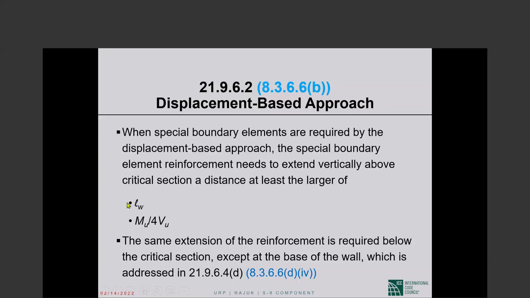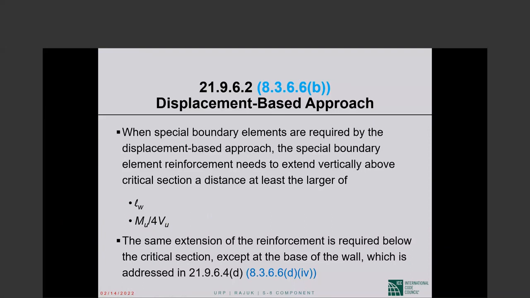So the special confinement must continue for a height of the shear wall equal to the length of the shear wall. If it is a 20-foot long shear wall, the special confinement must extend at least 20 feet over the height, or the factored bending moment at the base divided by 4 times the factored shear at the base, or 1/4 of the moment to shear ratio at the base, whichever of the two is the larger. Okay, so that gives you the vertical extent of the confinement.